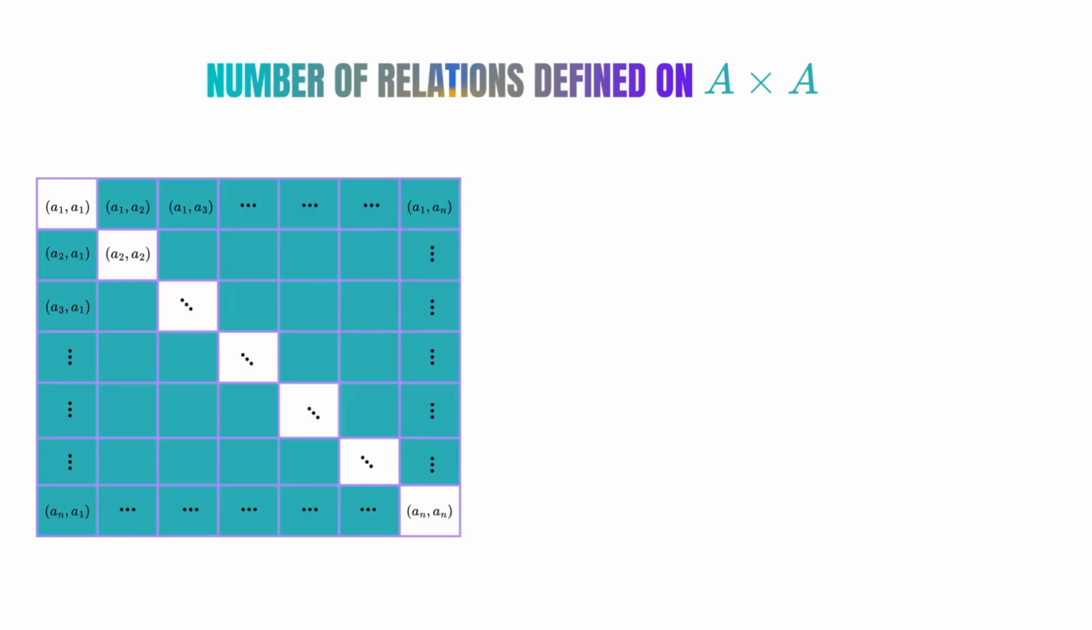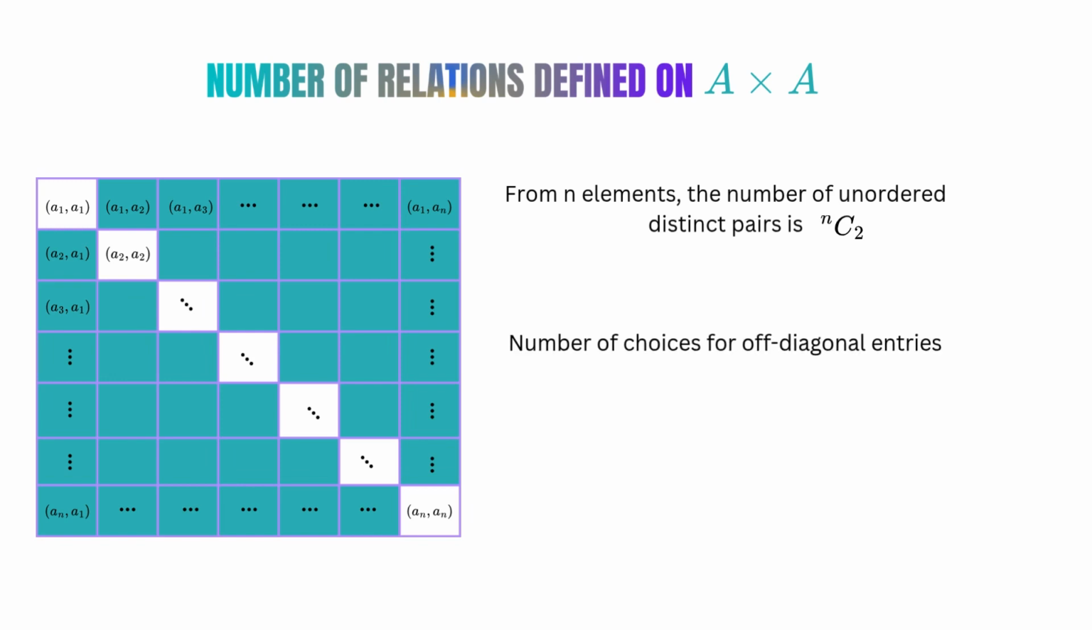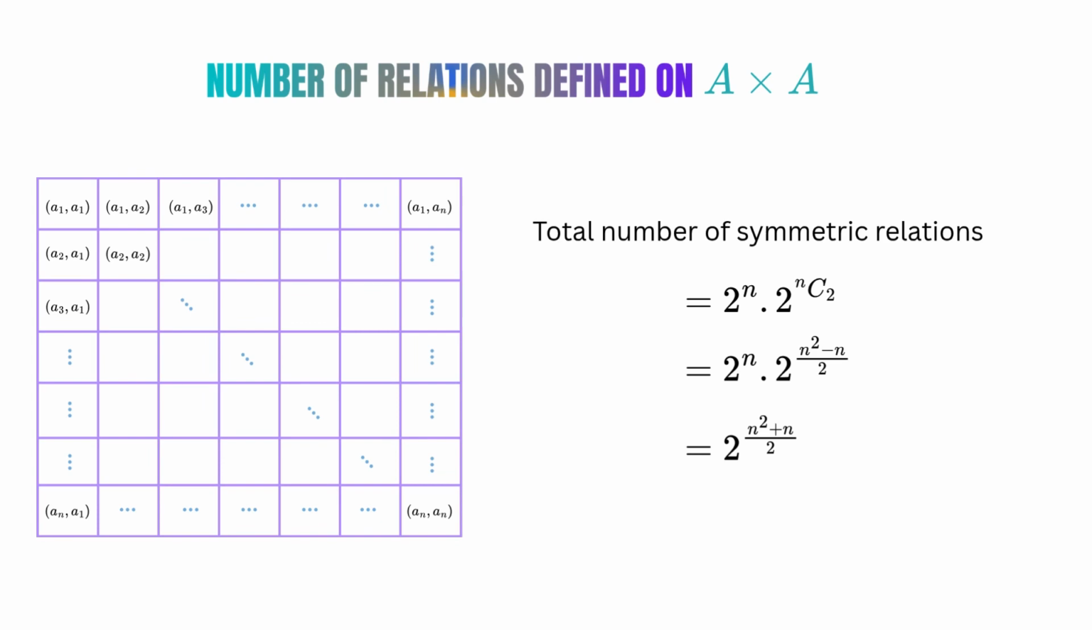Second, off-diagonal elements. Now, here's the key point. To maintain symmetry, both (ai, aj) and (aj, ai) must be included together, or both left out. So we treat each such pair as a unit. How many such unordered pairs are there? From n elements, the number of unordered distinct pairs is nC2. And for each of these, again we have two choices: include both (ai, aj) and (aj, ai), or exclude both. So the number of choices for off-diagonal entries is 2 raised to the power nC2. Final calculation: the total number of symmetric relations is 2 raised to the power n into 2 raised to the power nC2, which simplifies to 2 raised to the power (n square plus n) by 2.